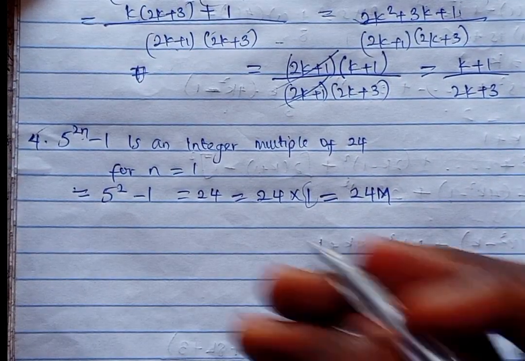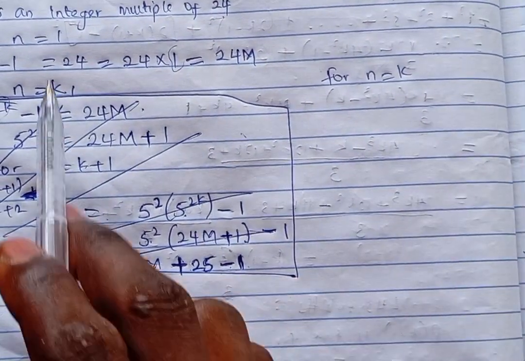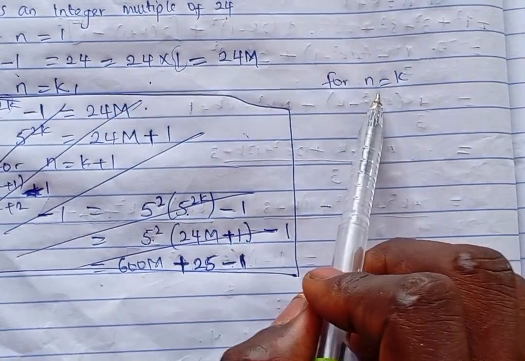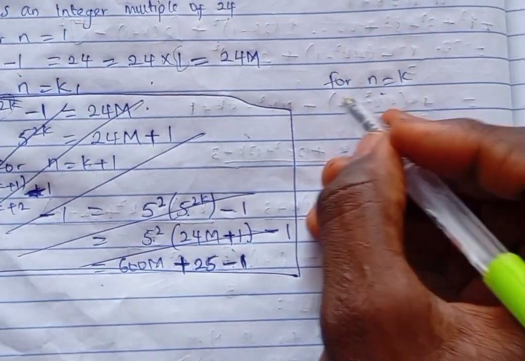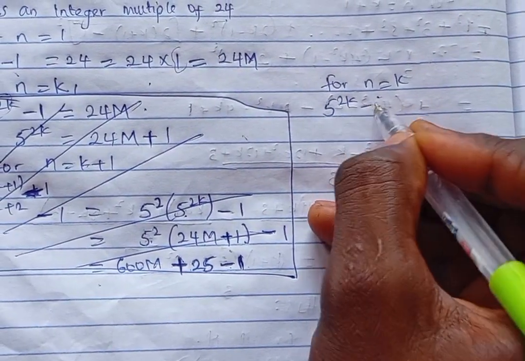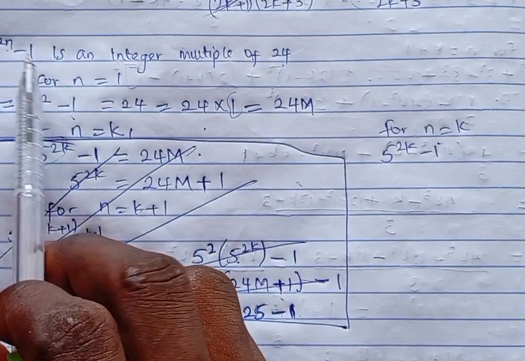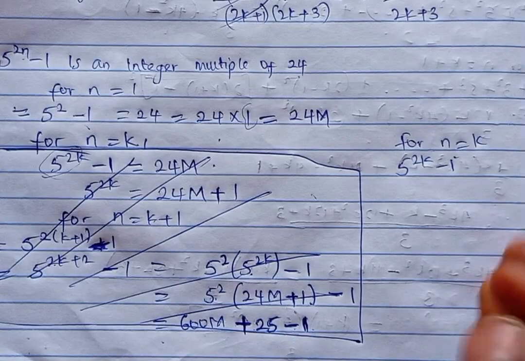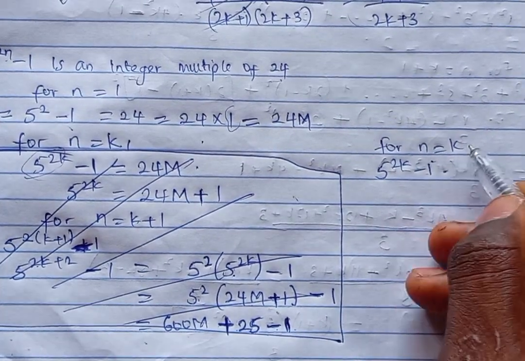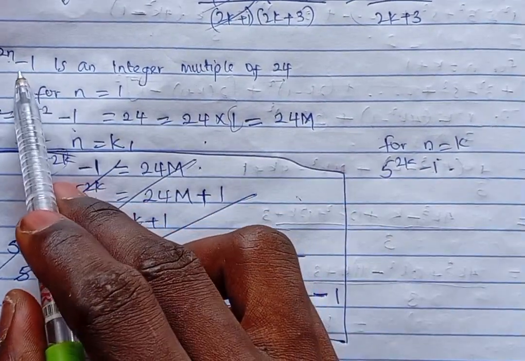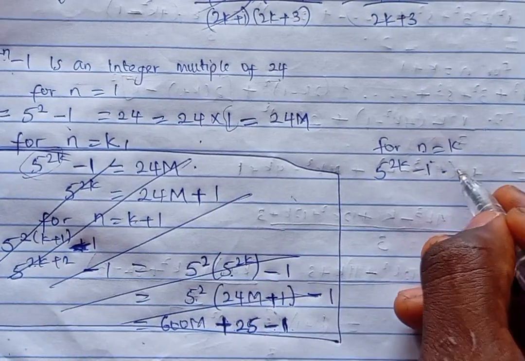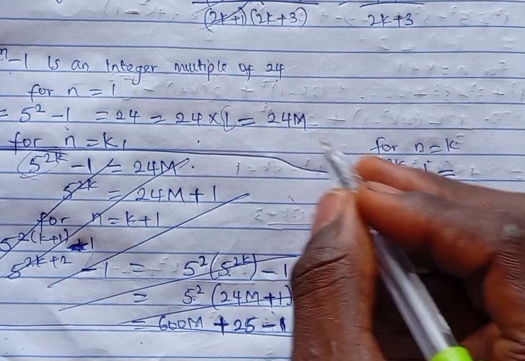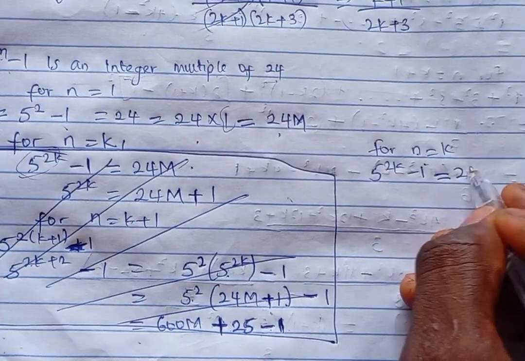M, right? Now, so you know that after testing for when n is equal to 1, you continue by saying for n is equal to k. So you have 5 raised to power 2k minus 1, because you will substitute it to the question that they give you. Do you understand? Now, you know they say if this one is an integer multiple of 24, you understand? So it means it must be equal to this one, 24m.